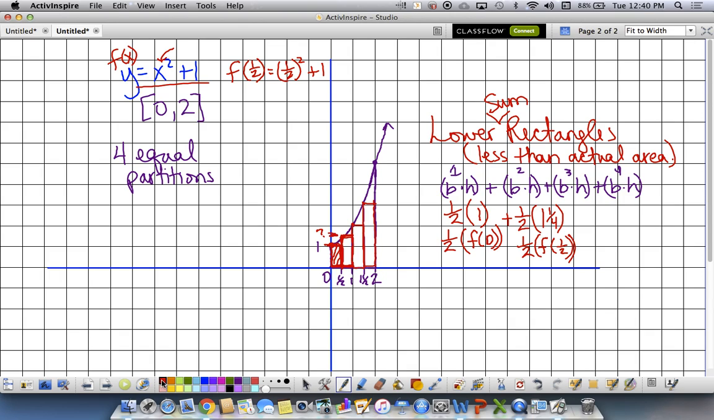What about my third rectangle? Here we go. We've gone to the third rectangle. I'm kind of doing a few different things. What is my base? Yeah, it's a half.